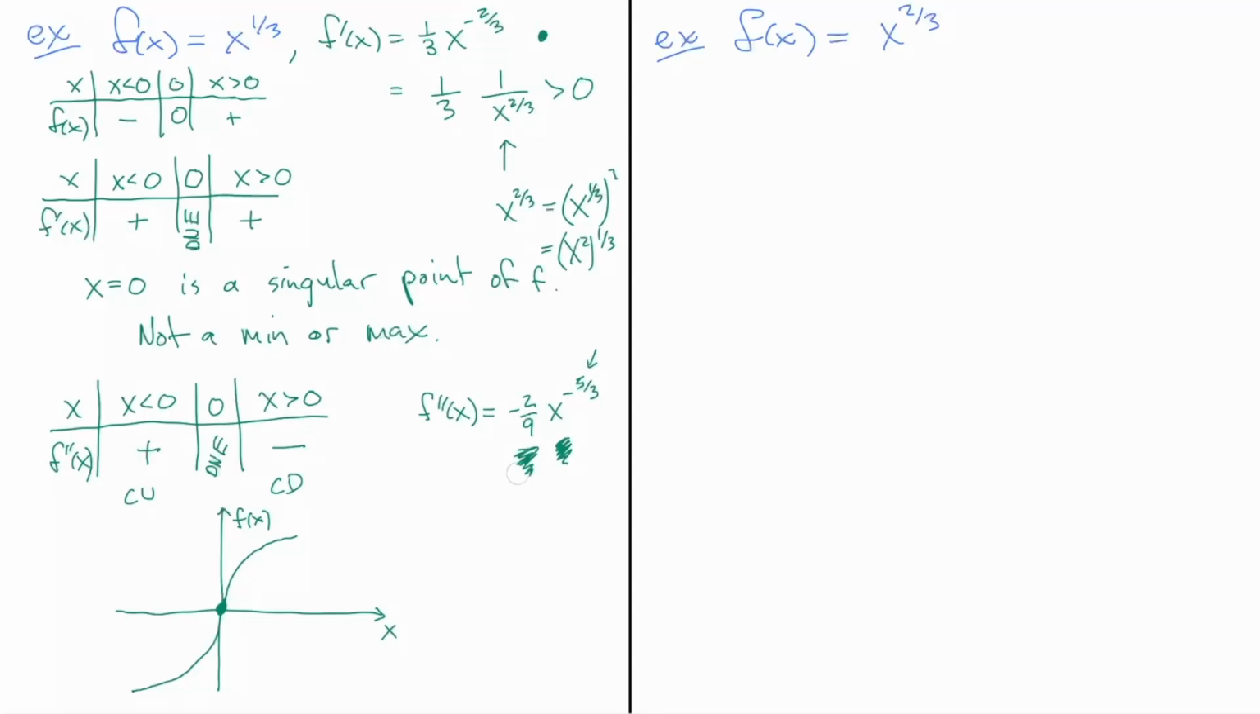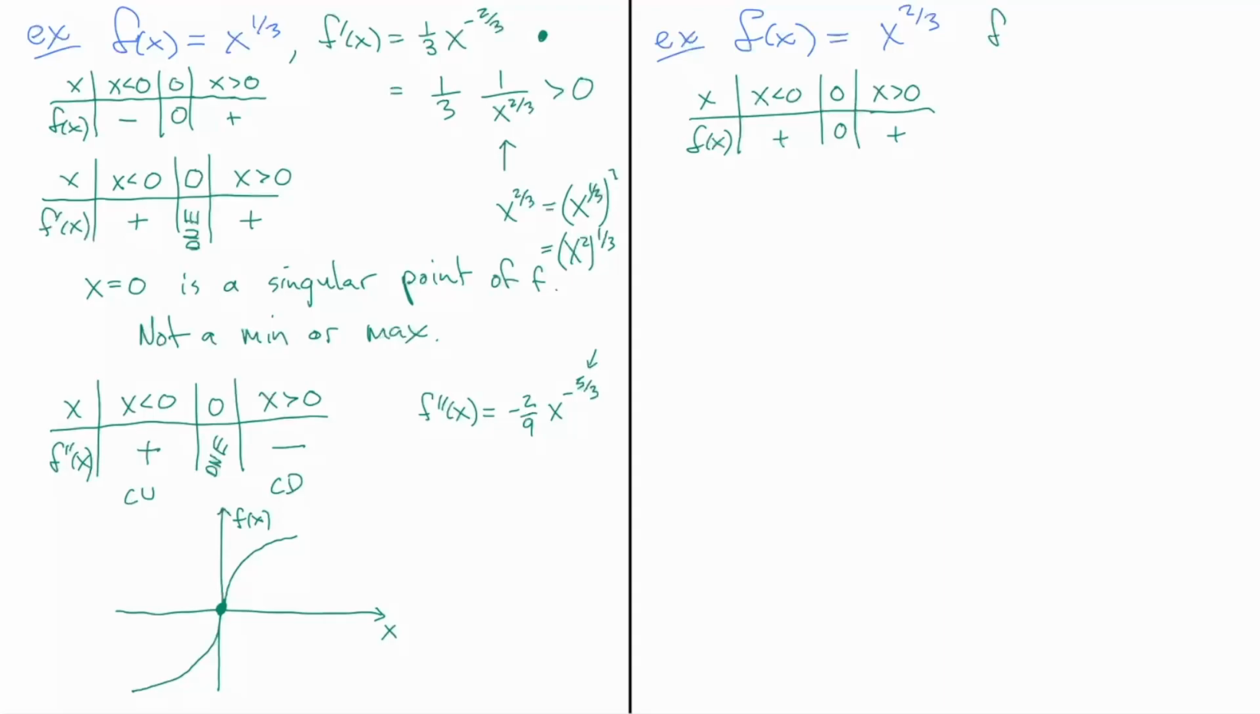Okay, so let's look at a very similar example. We have f of x equal x to the 2/3. And so how does this differ? So first of all, we have x and f of x doing similar things, except now there's a squared. So we have a 0 at 0, and we have to consider what happens when it's negative. When x is negative, f of x is positive because of that squared. And when it's positive, f of x is also positive.